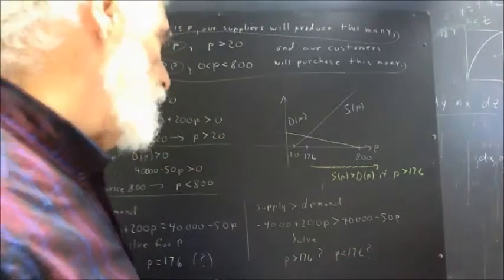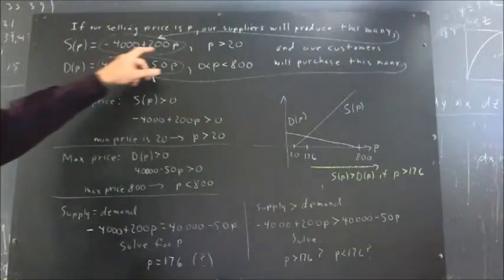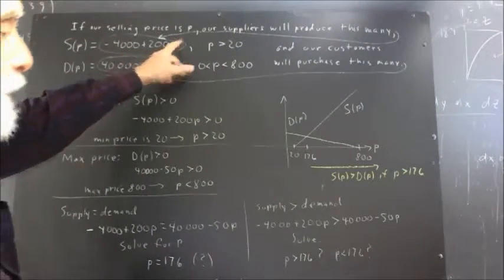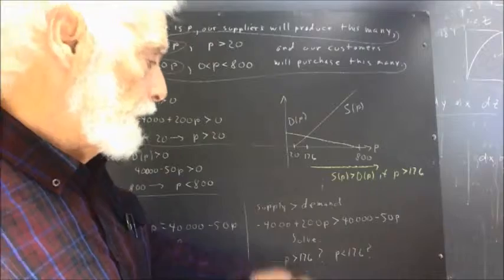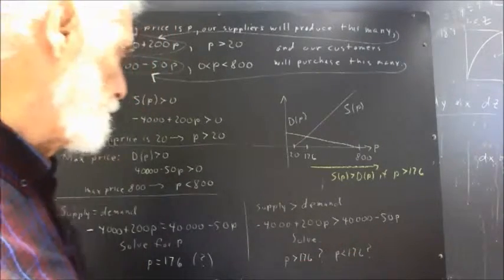And we can answer that by common sense. What makes the supply function bigger? It's a bigger price. So the price will be bigger than 176. But I'm going to leave those as question marks here.